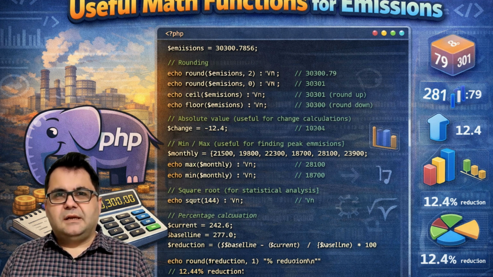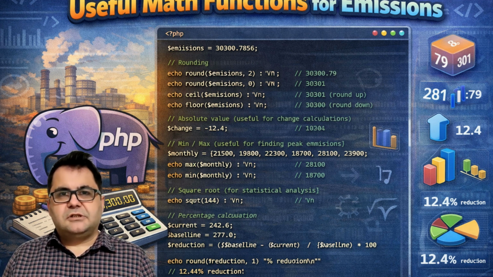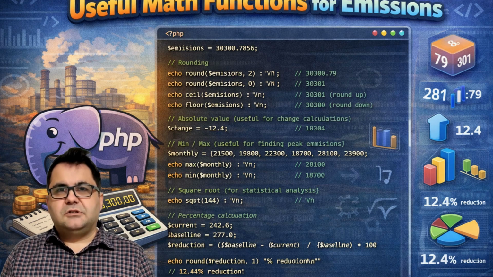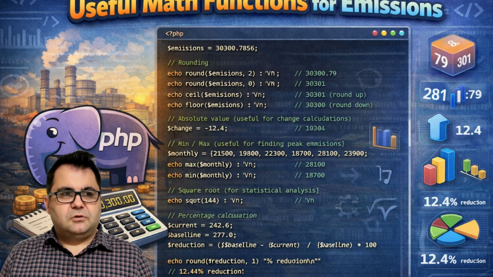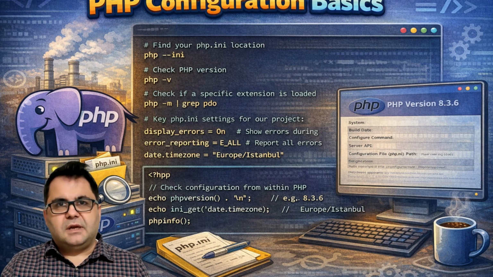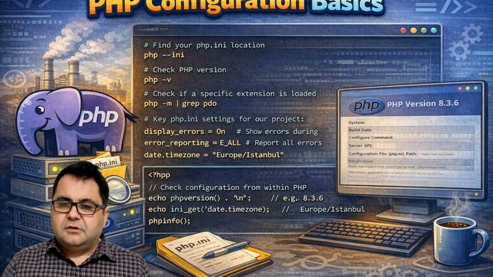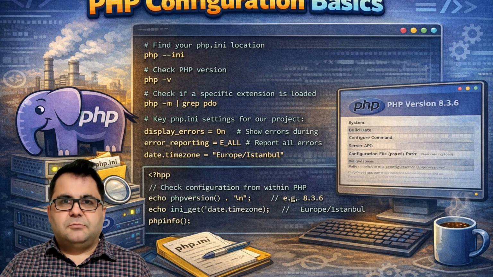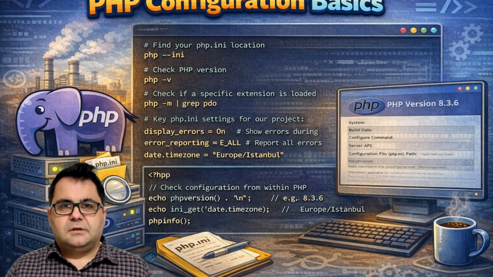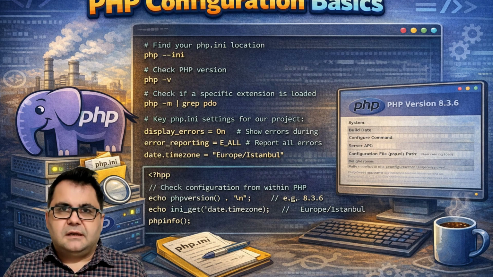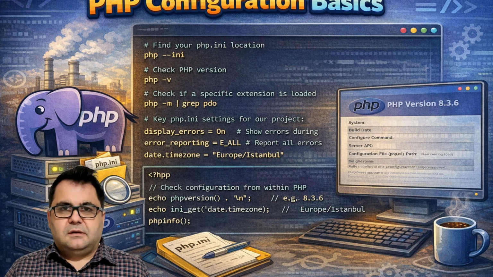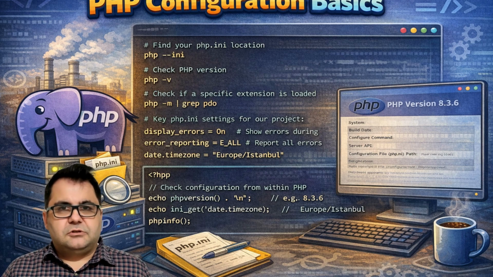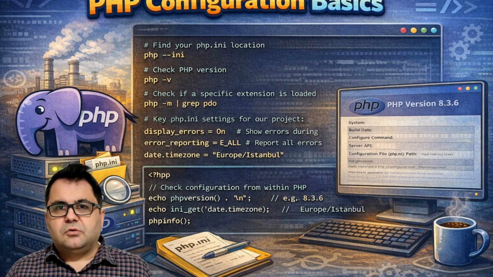Notice the clean formatting: aligned columns, consistent decimal places, percentages in parentheses. Professional output matters. Before we move on, let's make sure your PHP is configured properly. The php.ini file controls PHP's behavior. During development, you want display errors turned on and error reporting set to E_ALL, so you see every warning and notice. Set your time zone to your local time zone.